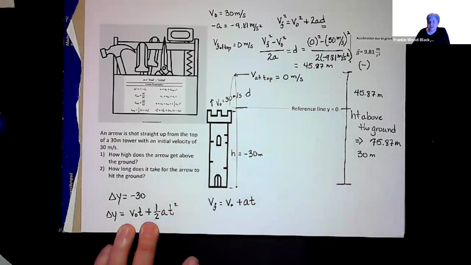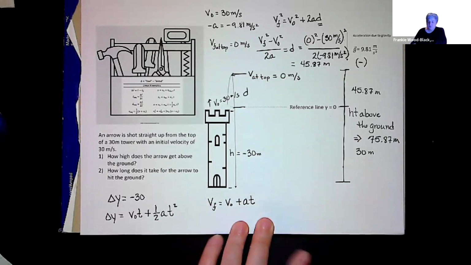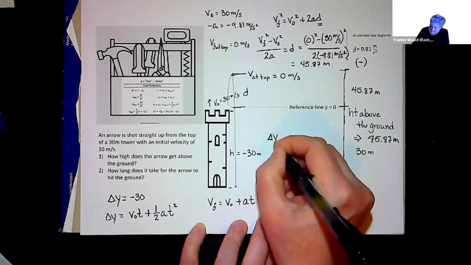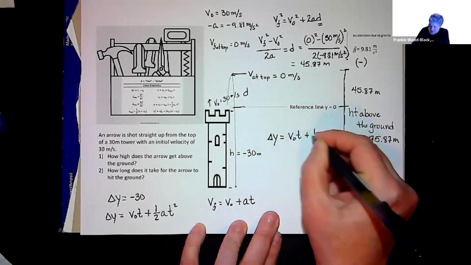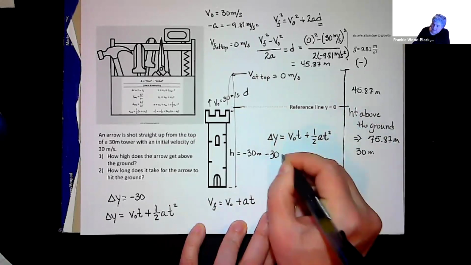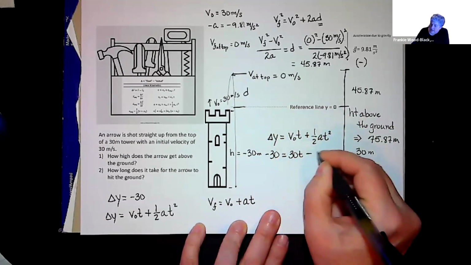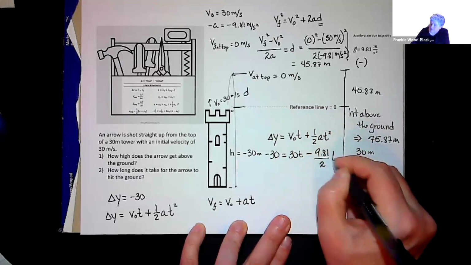So I'm going to use this one, because we have to think through how we're going to do that. So let's use this one. So I'm going to do my change in position is equal to my initial velocity times time plus 1/2 acceleration times time squared. This is going to be minus 30 is equal to 30 times time minus 9.81 divided by 2 times time squared.